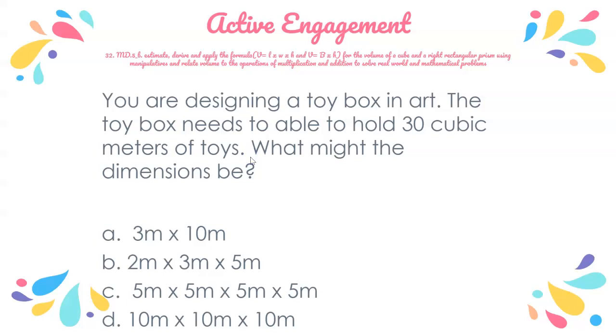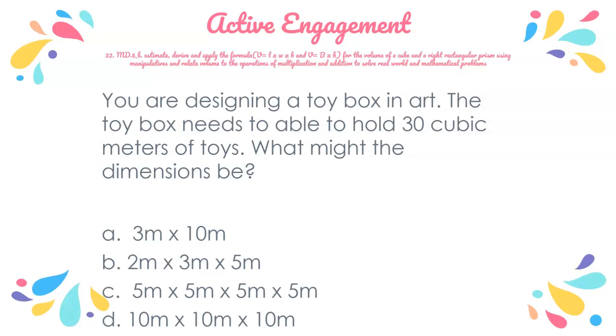Let's start here. Let's review. I can see from the standard that we're still working on volume. And remember, volume is length times width times height. Here's the question. You're designing a toy box in art. The toy box needs to be able to hold 30 cubic meters of toys. What might the dimensions be?